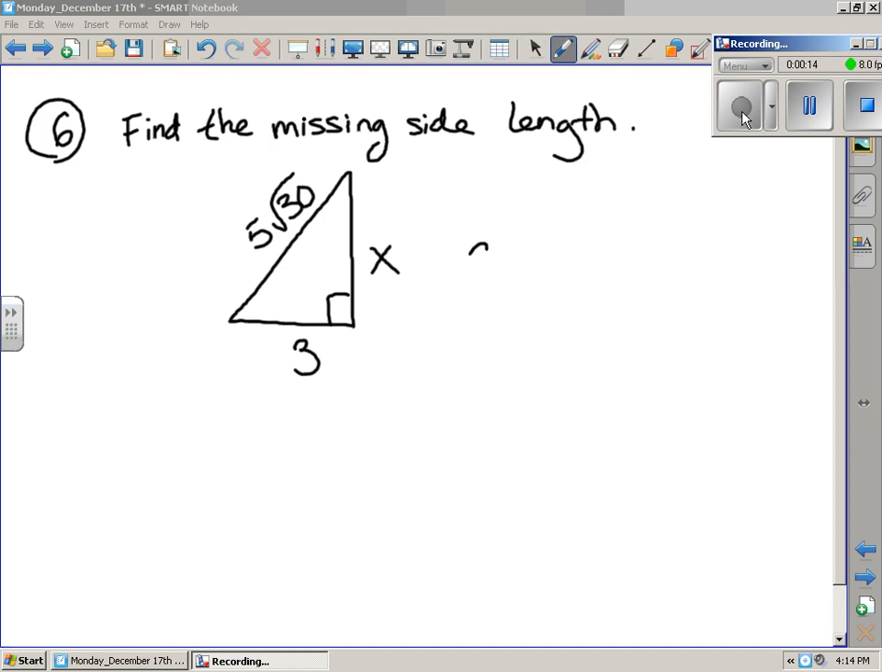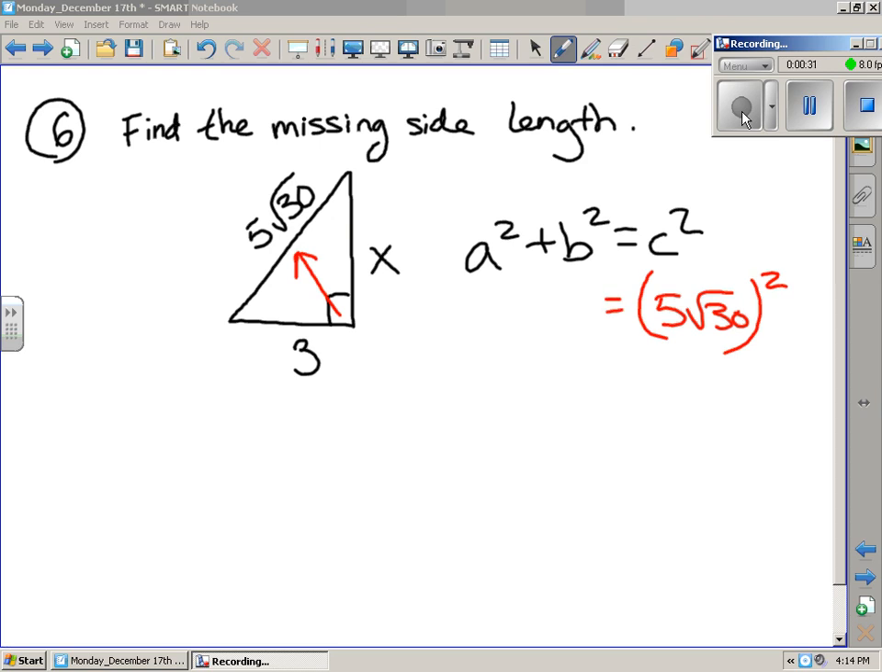So like before, you write out a squared plus b squared equals c squared. The most important step is to identify c. C is always the longest side. It's the side across from the right angle. So instead of c, we're going to plug in 5 square root of 30. And then we're also going to plug in a and b. So a, I'm going to say, is 3, and b, we do not know.